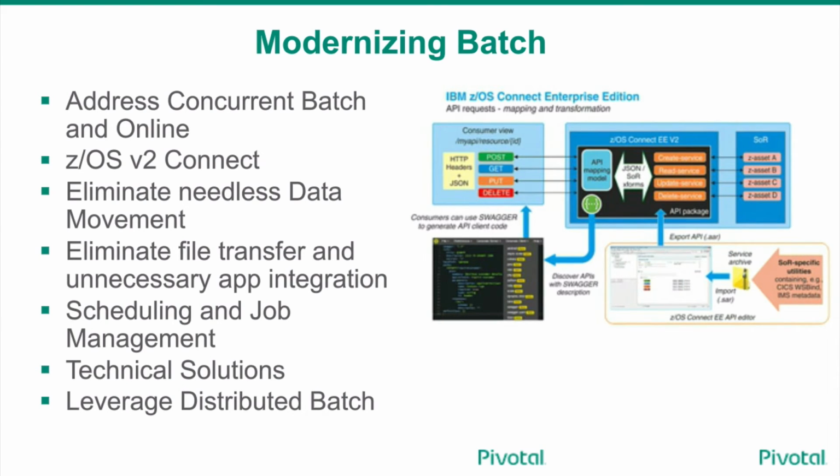So the first thing you have to do, if you do nothing at all, is to put an API on top of CICS or on top of Batch or on top of IMS, and then interact with that API with microservices on the outside.